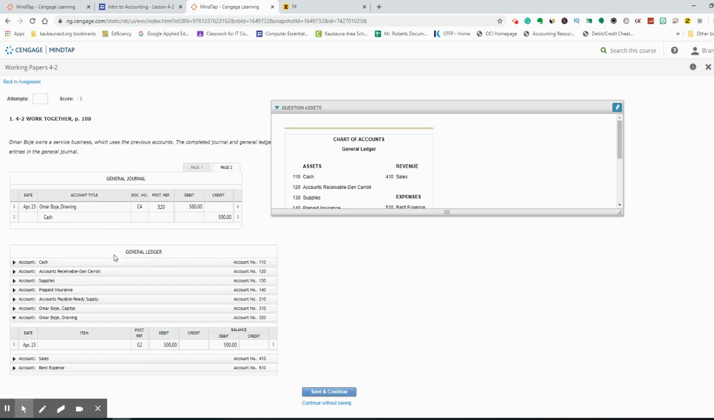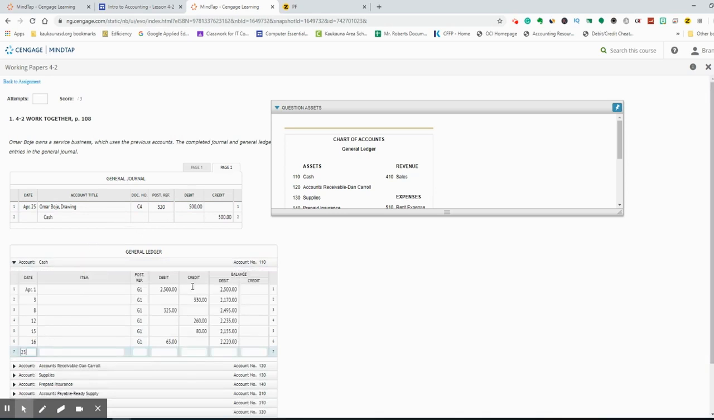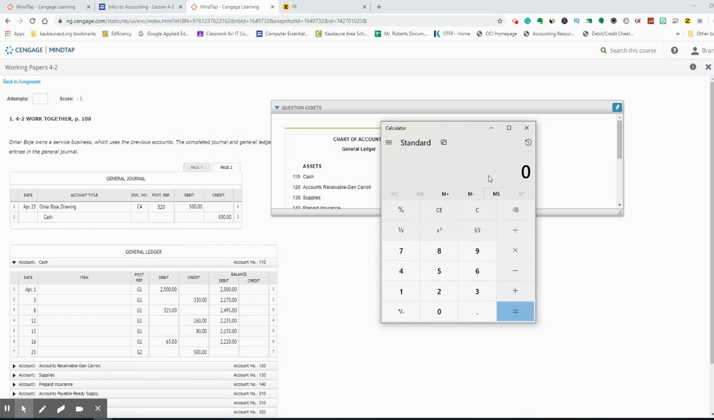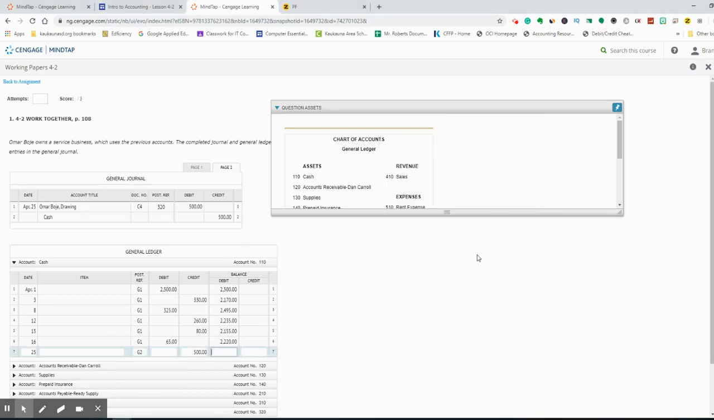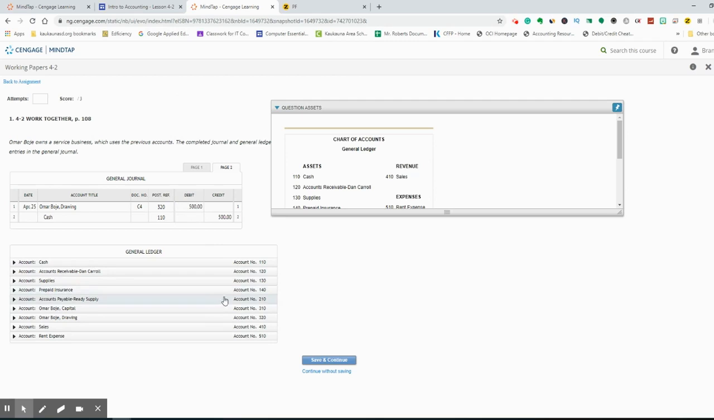There we go. Next, we have cash, the last cash posting, excuse me, that we'll have here. This is on G2. And let's see. It was $500 credit. So once again, we have a debit balance of $2,220. And we are going to subtract 500 because that's a credit. Make it 1720. And then let's put the 110 in post reference. And there we go. Hopefully that is everything.